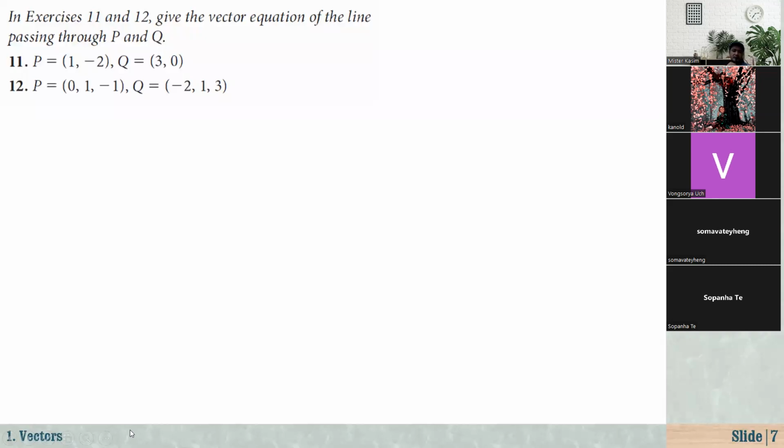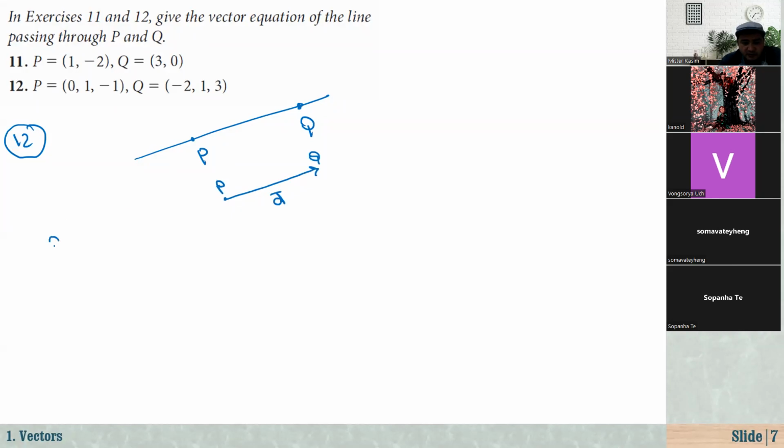Okay. In exercises 11 and 12, give the vector equation of the line passing through P and Q. So here, let's see question 12, the second question. We are talking about the line. This one is point P, and this point is point Q. The question is, we have to find the vector equation of the line. Now, what is the vector equation? A vector equation is x equals p plus td, right? So first, we just need a particular point and a direction vector. As a direction vector, we can just take this PQ, and let's say this is our direction vector.